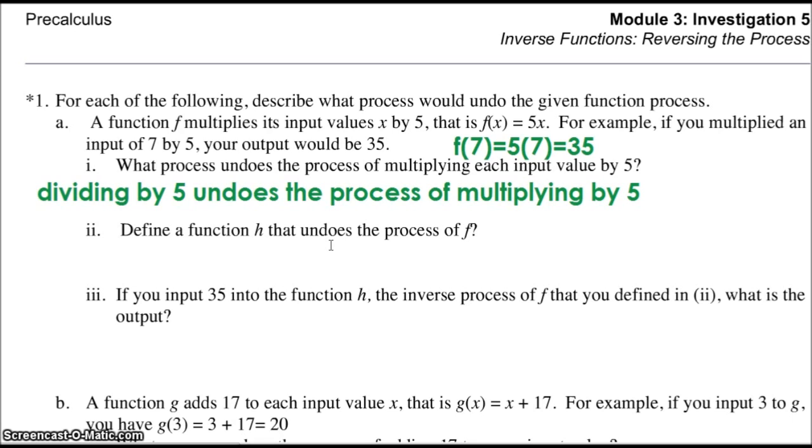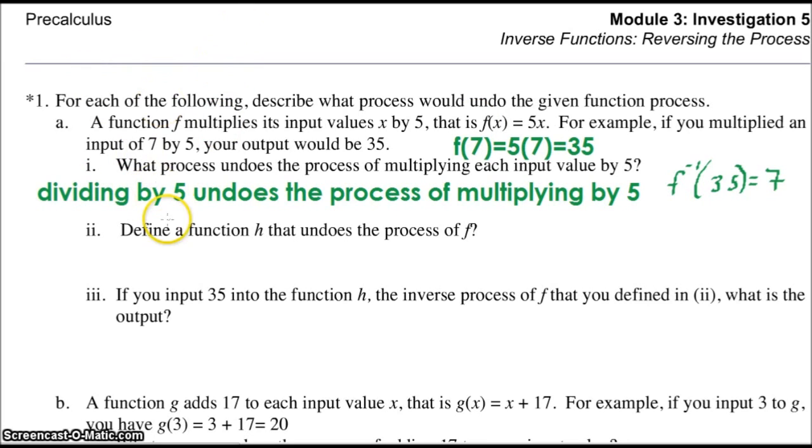And this idea of undoing is at the core of the idea of an inverse function. The inverse function is what would take our output and send it back to the input. So in this example here, we could write f inverse of 35 equals 7, because we would take our output and go back to the input. More on that later. Part 2, define a function h that undoes the process of f.